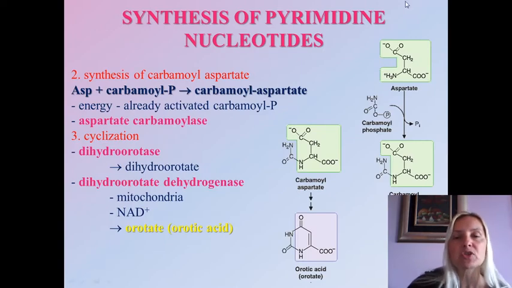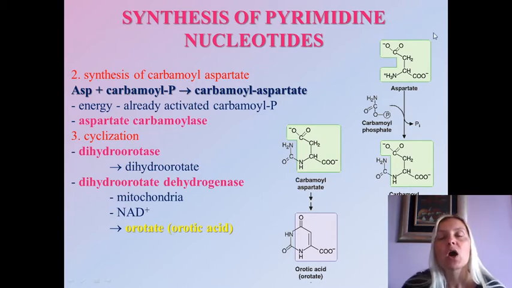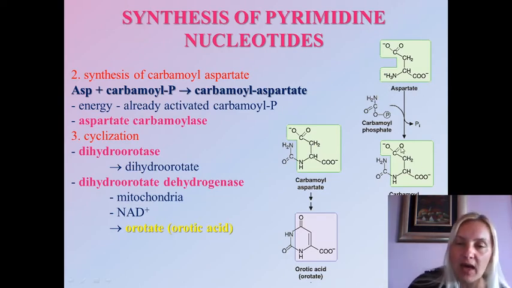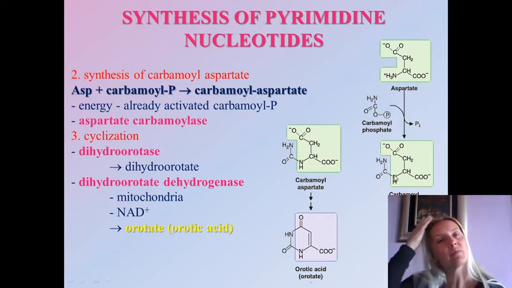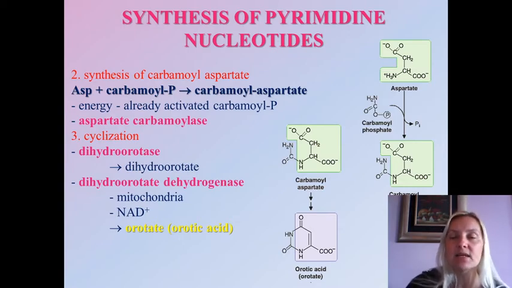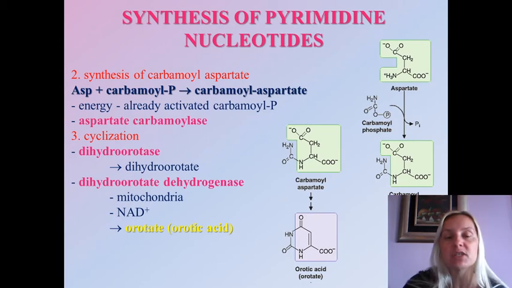In reaction number 2, we have the condensation, or the transfer, of the whole molecule of aspartate to carbamoyl phosphate to form carbamoyl aspartate. Despite the fact that we have the formation of a new chemical bond, ATP is not required for this step, because we have to take into account that the carbamoyl phosphate molecule is an already activated molecule. And the enzyme catalyzing this reaction is aspartate transcarbamoylase.